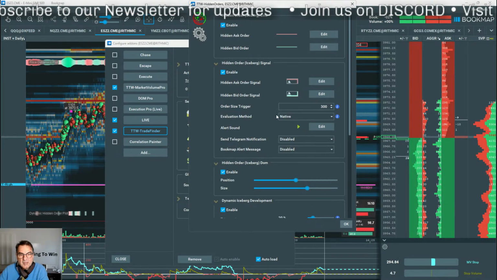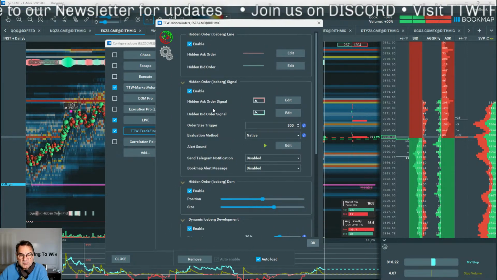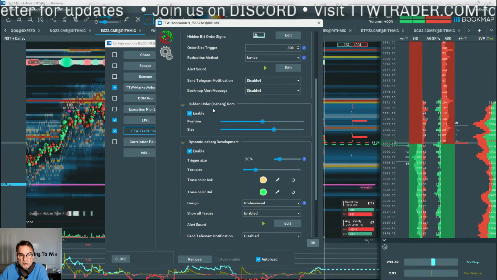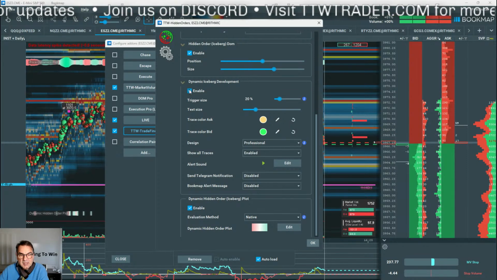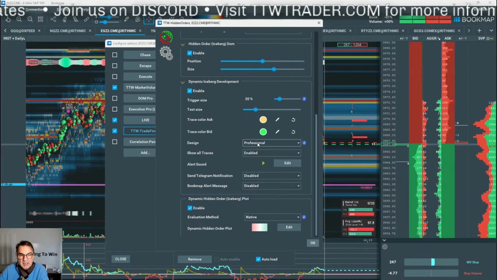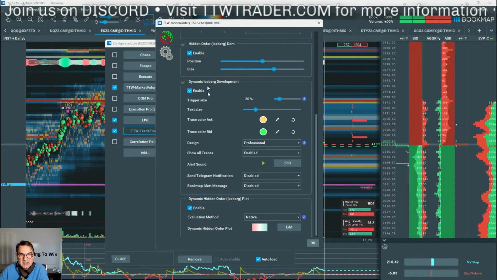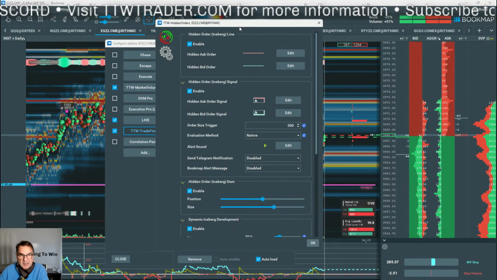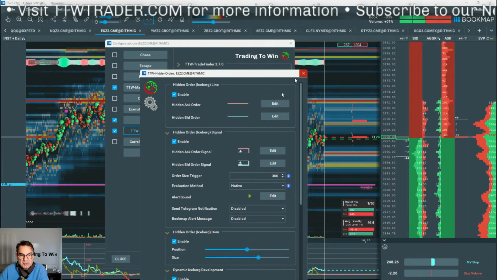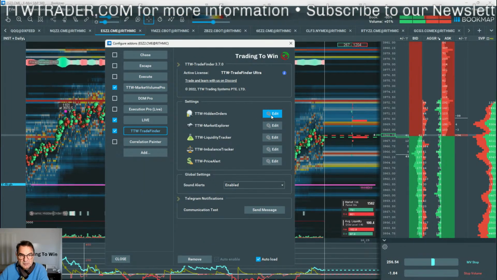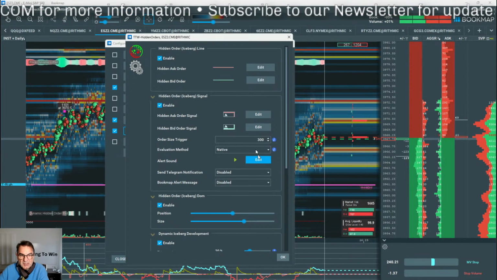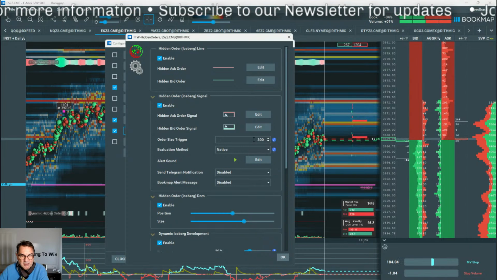Maybe, I'm not sure, maybe because you haven't enabled it. Look at your settings, at the hidden, the iceberg settings. We call it hidden orders here. Simply click on edit. I have set for hidden orders 300. I don't want to see every single iceberg.